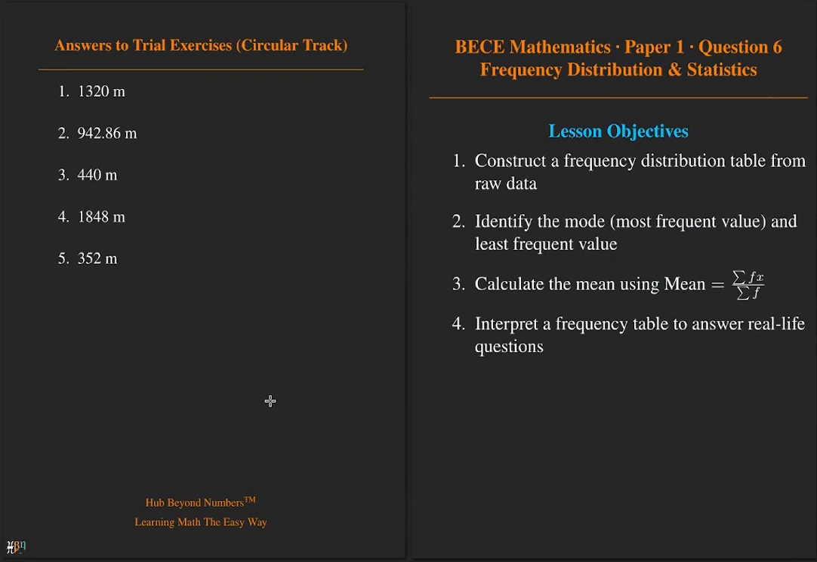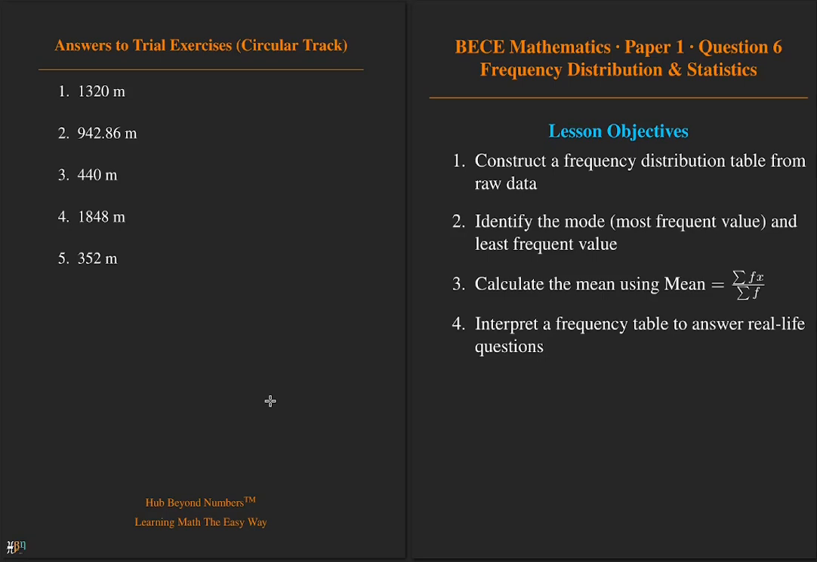In this lesson, we are looking at the last question of BECE 2026, and that is question 6. We are doing it all together. That is 6A, 6B, and 6C because they are all related. They are all based on one question.